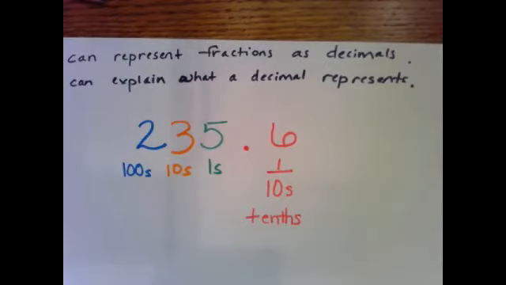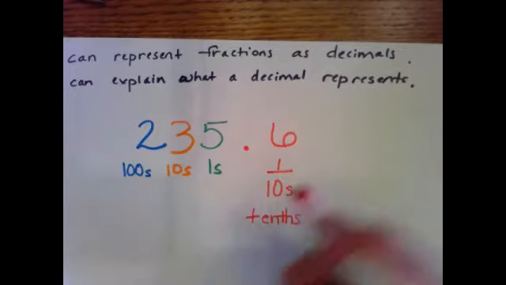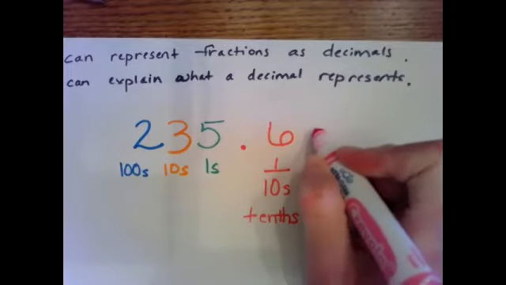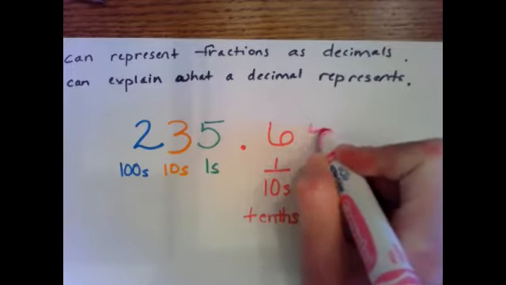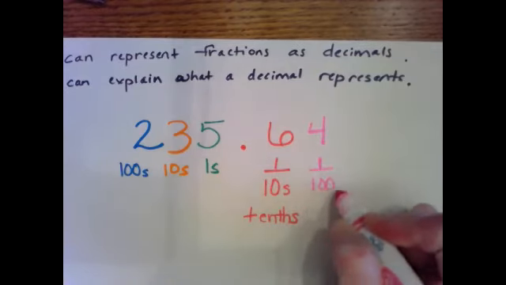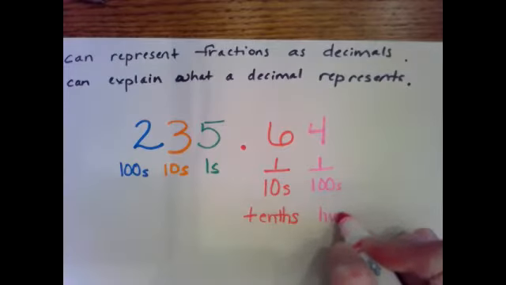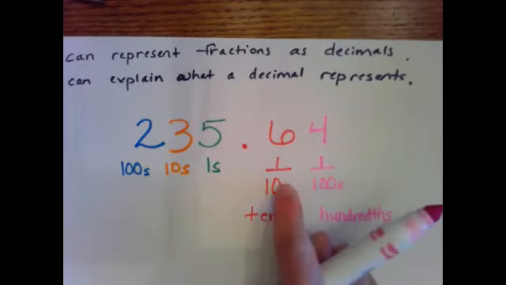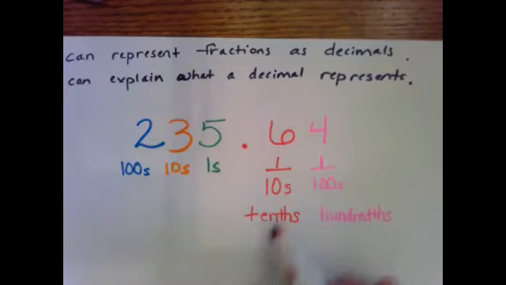Okay, if we moved over even one more place, it would give us the hundredths place, and we would write it like this. When we think about the value of those digits, because I have a 6 parked in my tenths place, the actual value of that 6 is 6 tenths.